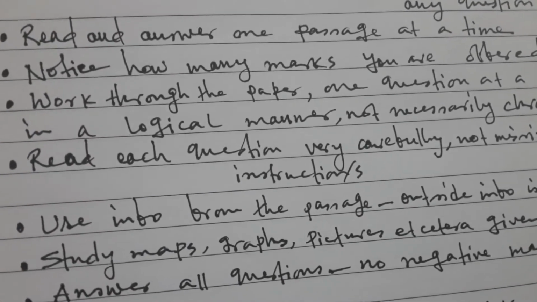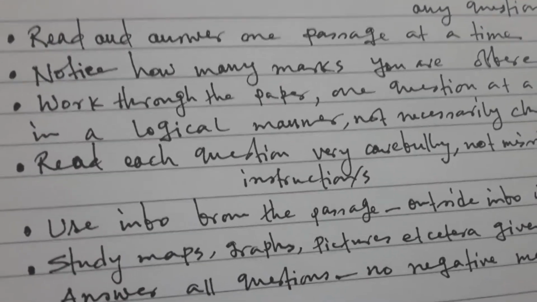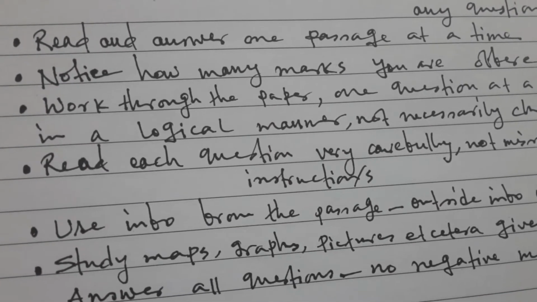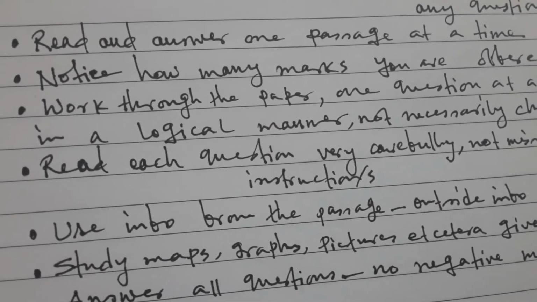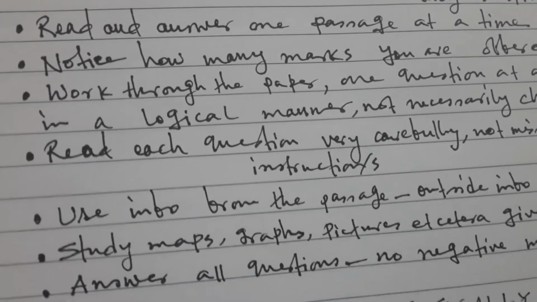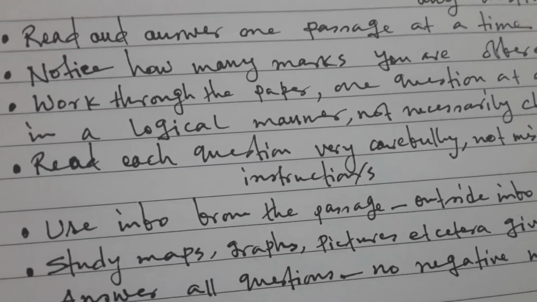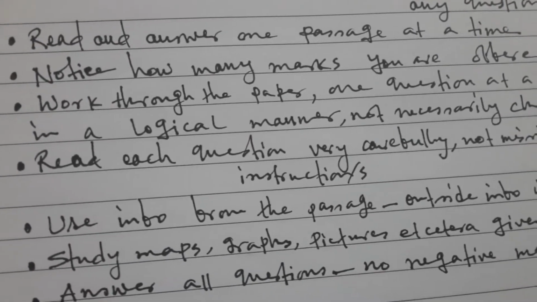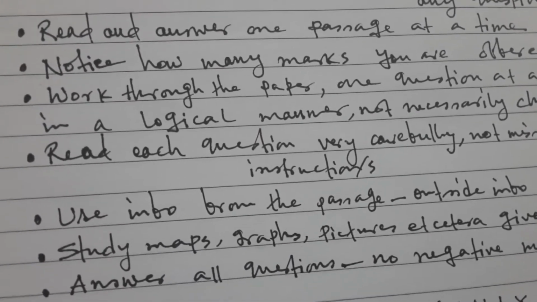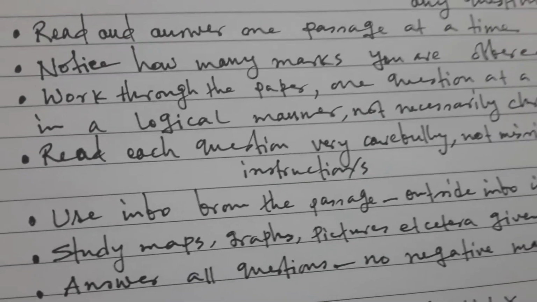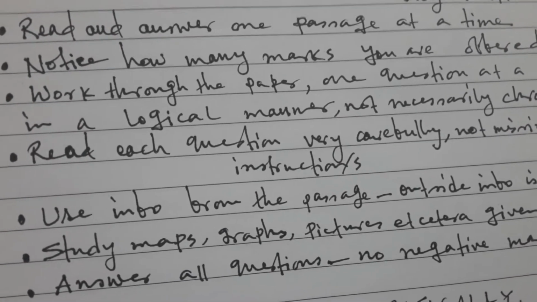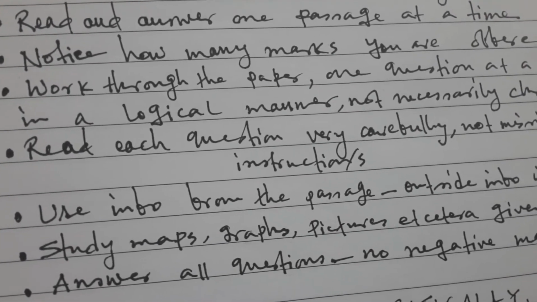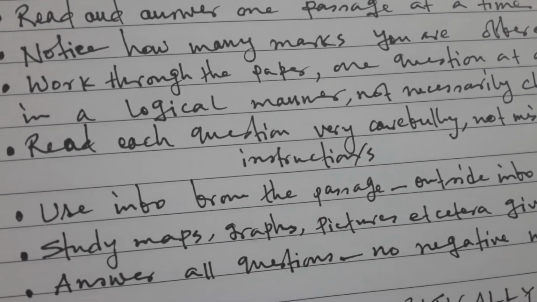Read and answer one passage at a time. Why this advice? Usually they give you 2 passages, and the question paper generally says, now read passages 1 and 2 inside in time and answer all the questions. But you do not have to read both of them together. Read one, come back with the information you found and answer the questions related to that passage. Then you will have a better chance to recollect the information and answer better. After you are done with passage 1, then move on to passage 2.